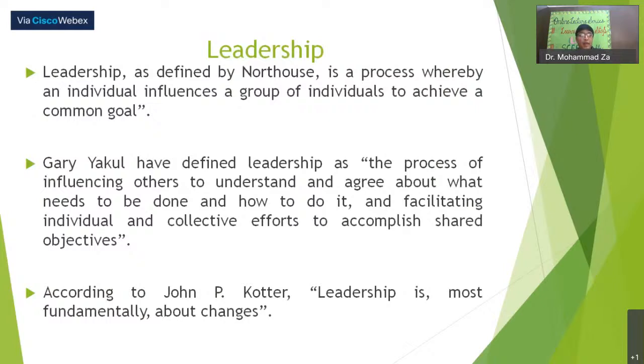Third definition, very simple. According to John P. Kotter, leadership is most fundamentally about change. Now, this word is very important: change. So, what is the role of a teacher? The role of a teacher is to bring about learning among the students. What is learning? Learning is a relatively permanent change in behavior which is a result of experience. Who will provide experience? Experience will be provided by the teacher. So, the role of a leader is also change, and the role of a teacher is also change in the behavior of students, which society expects from a teacher. So, in this way, the role of a teacher is the role of a leader.